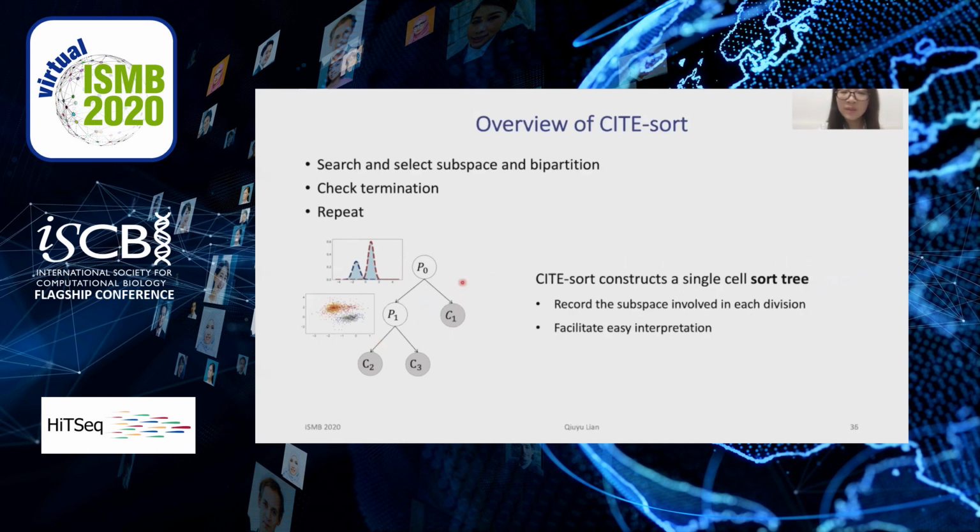In this way, CITE-sort constructs a single-cell sort tree, and each node in the sort tree records the subspace involved in the division. This sort tree could facilitate easy interpretation of the clustering results.